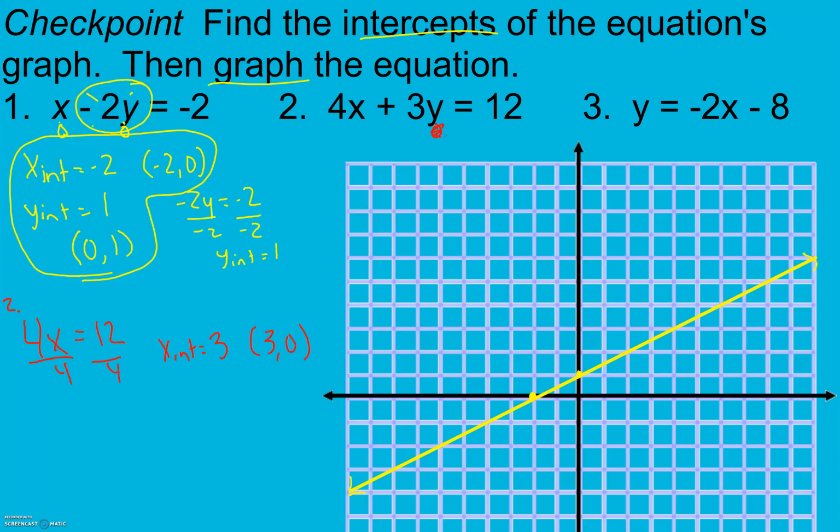Now, to find my y-intercept, I make x 0. That part is gone, and all I have left is 3y equals 12. Divide, my y-intercept is 4, or the point x is 0, y is 4. To graph these, my x-intercept is at 3, that's where it crosses my axis, and my y-intercept is positive 4. Now we can connect those dots.